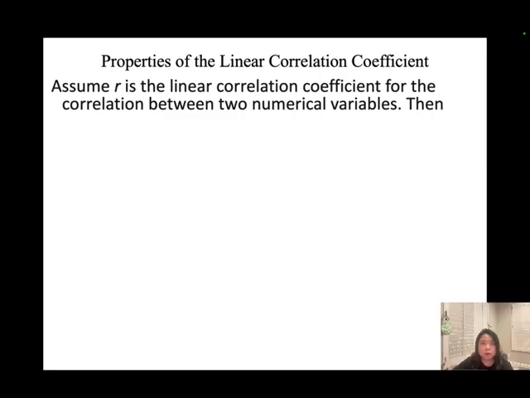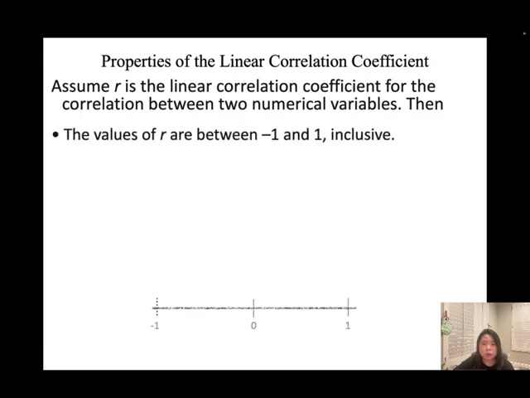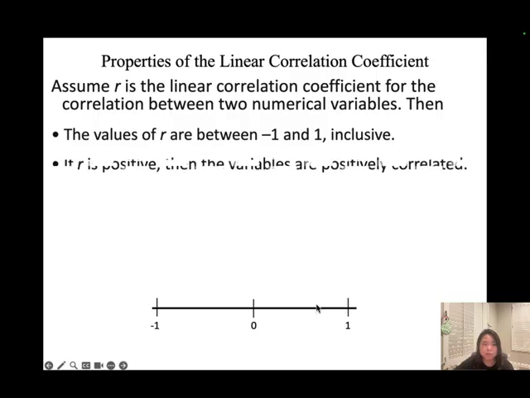Some properties of the R in here. Assume R is the linear correlation coefficient for the correlation between two numerical variables. Then first, the values of R are always in between -1 to 1. Okay, R is gonna be in between -1 to 1 here.